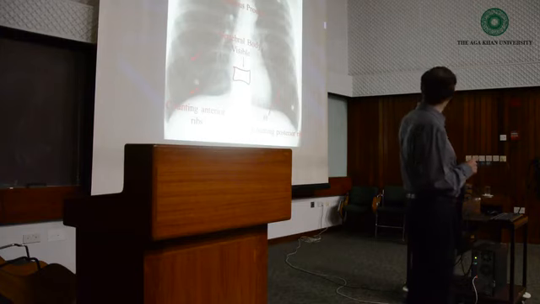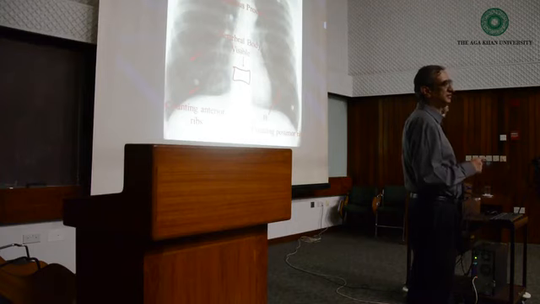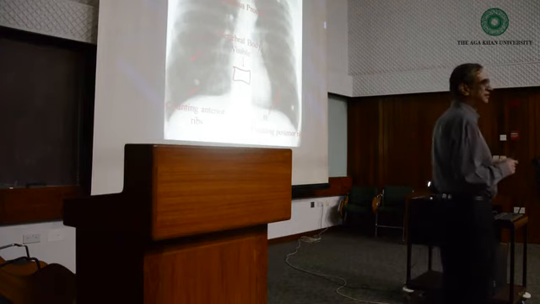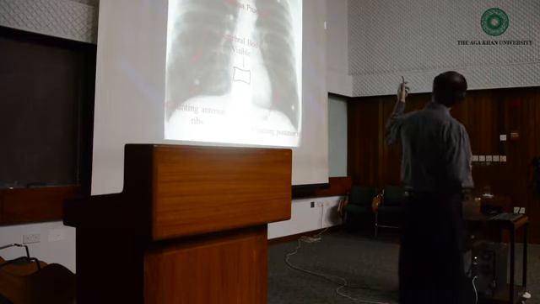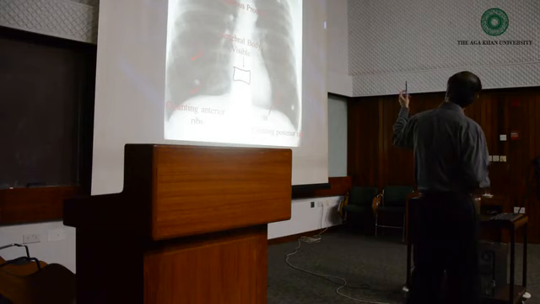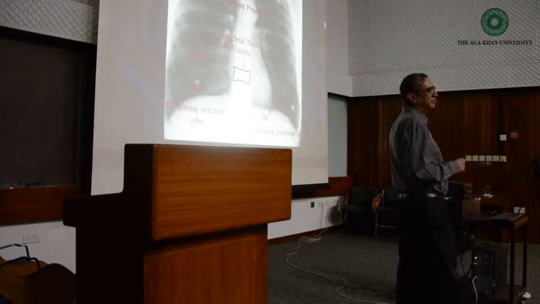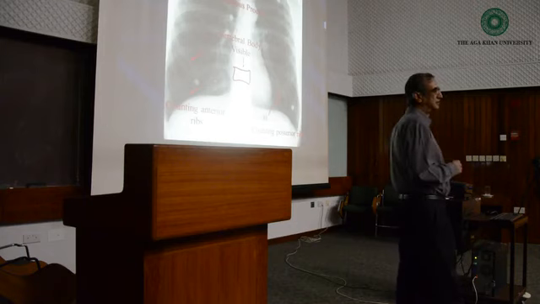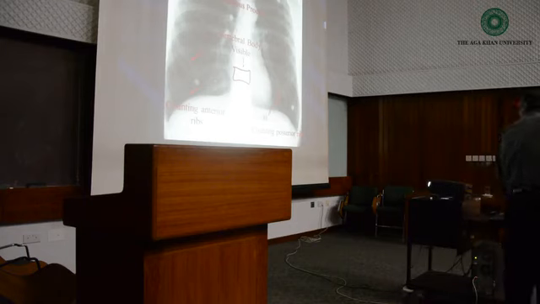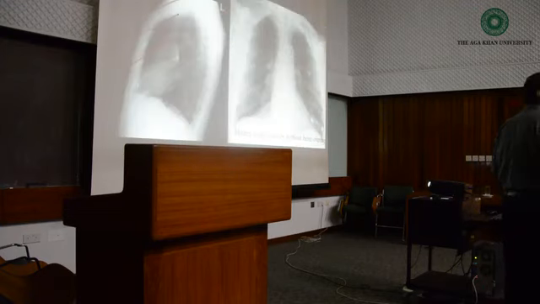TB organism likes to have more air. It's aerophilic. So it wants more air and less blood. So when a person is erect, less blood goes to the apex. So early TB can be in the apex, and by doing a lordotic view, you see the apex better. So that's a lordotic view.